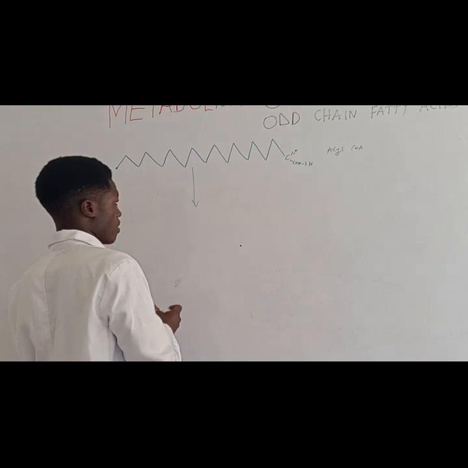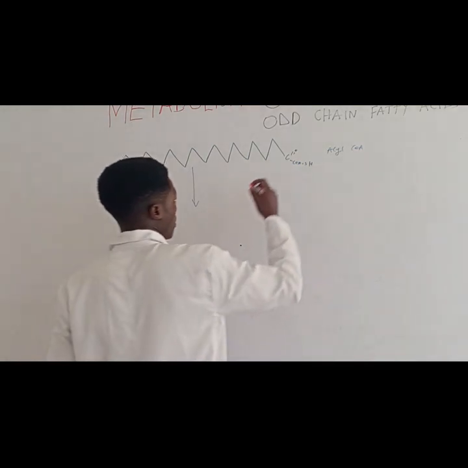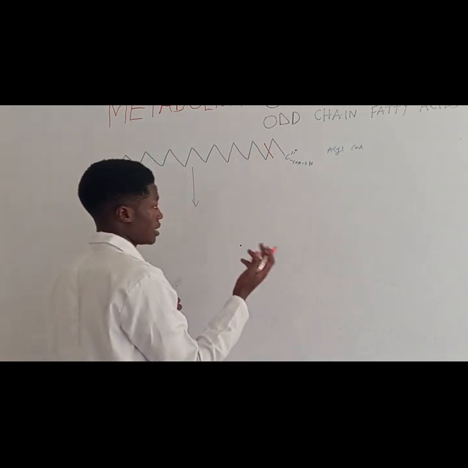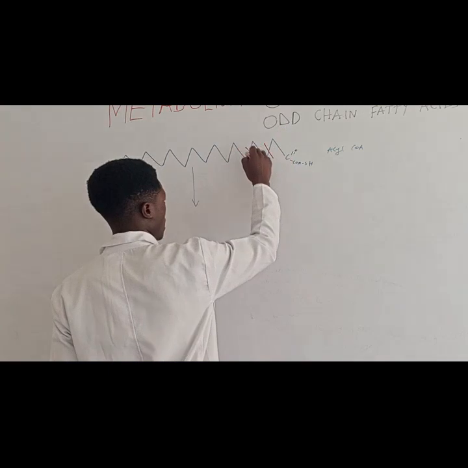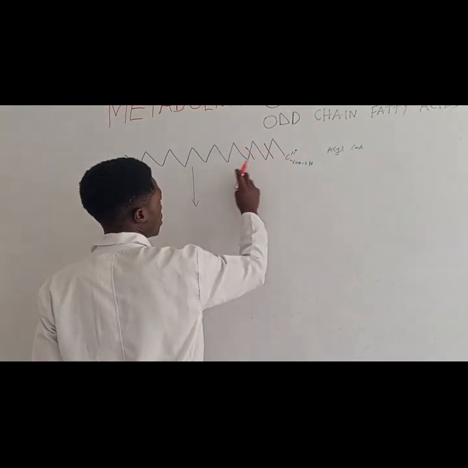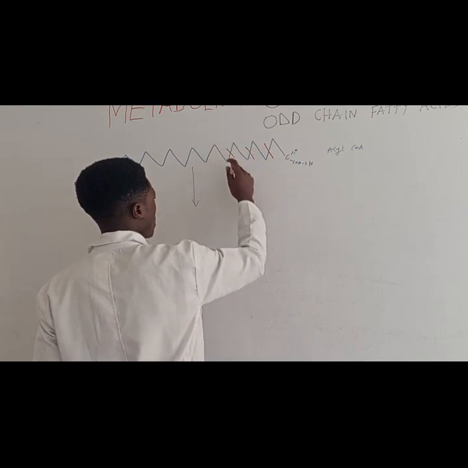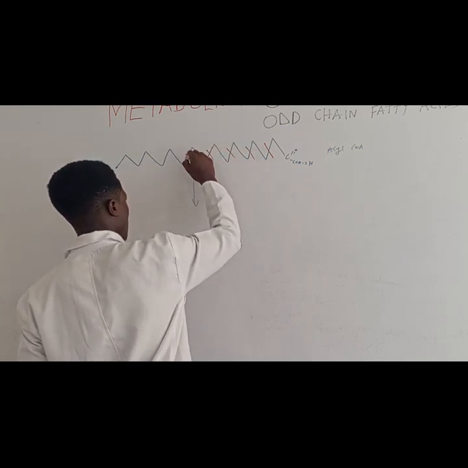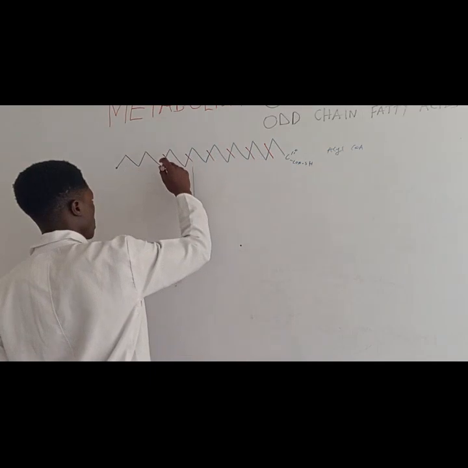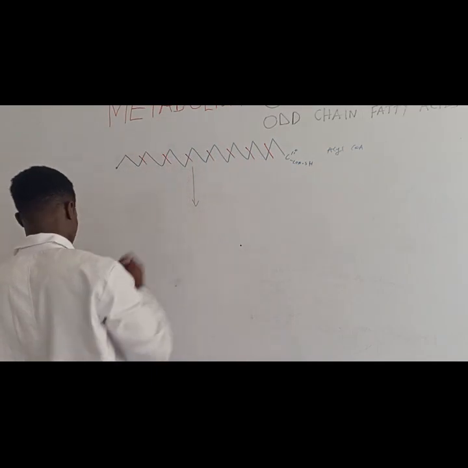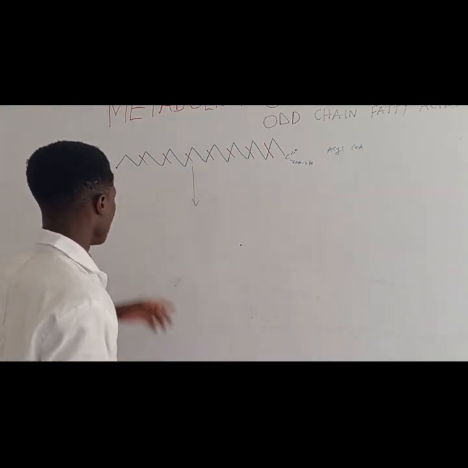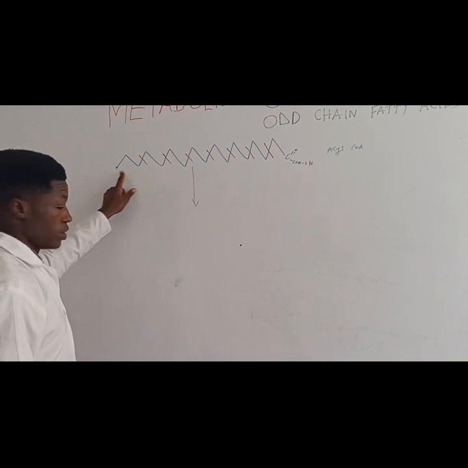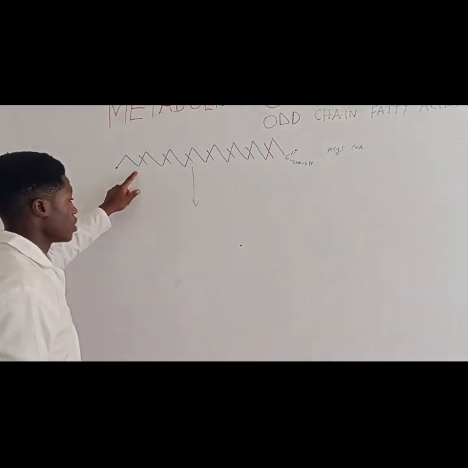So in the first round of beta oxidation, you're going to get one acetyl-CoA. You know, acetyl is a two carbon molecule. So this is 1, 2, then 1, 2, you're going to cut; 1, 2, cut; 1, 2, cut; 1, 2, cut; 1, 2, cut; 1, 2, cut. Now, in the case of odd chain fatty acids, we're going to be left with a 3 carbon molecule at the end, right? So we don't cleave everything.